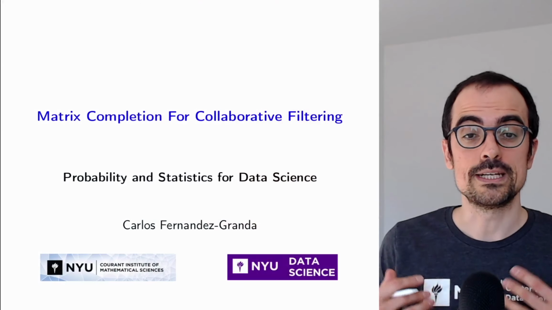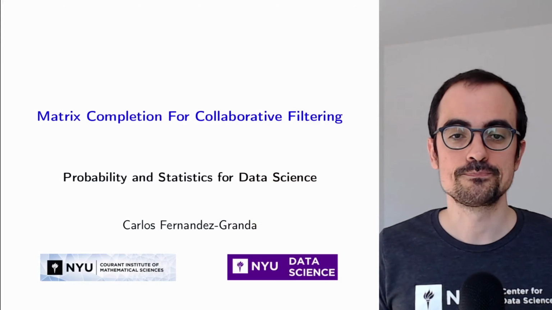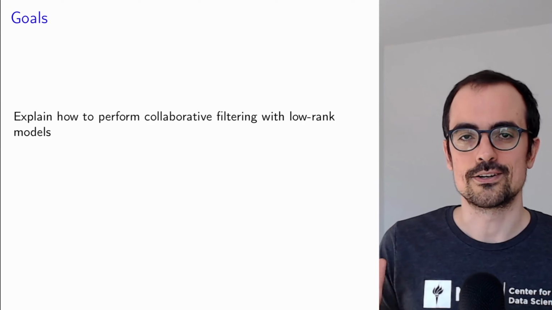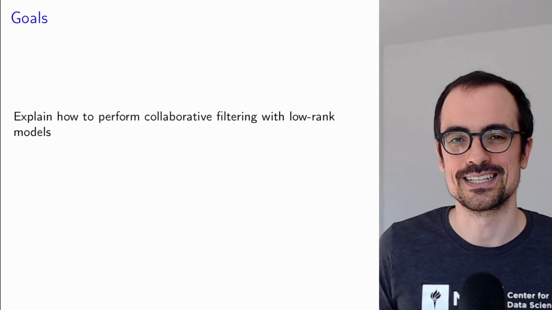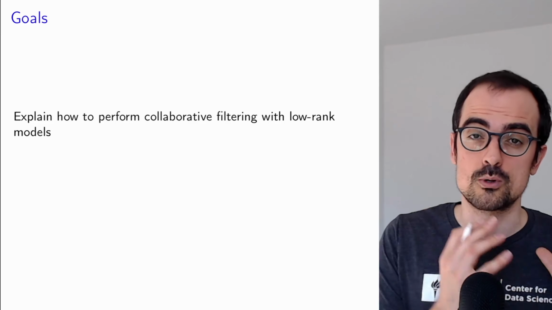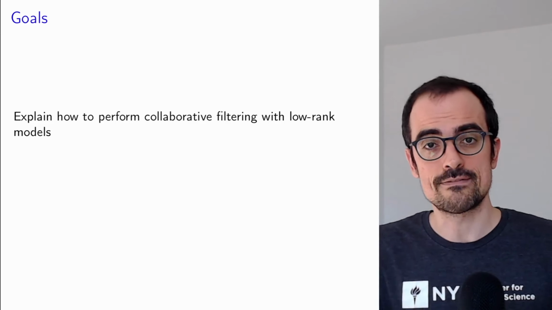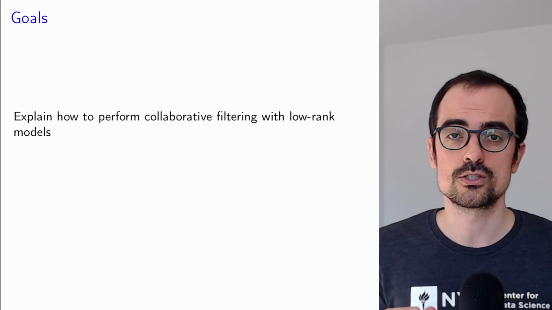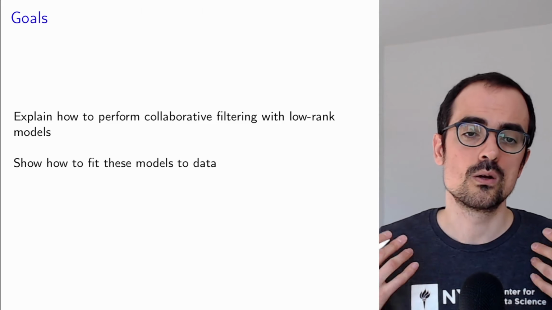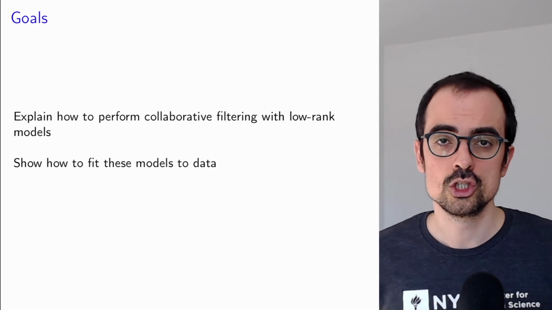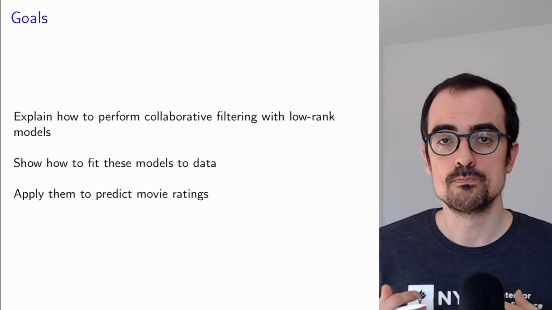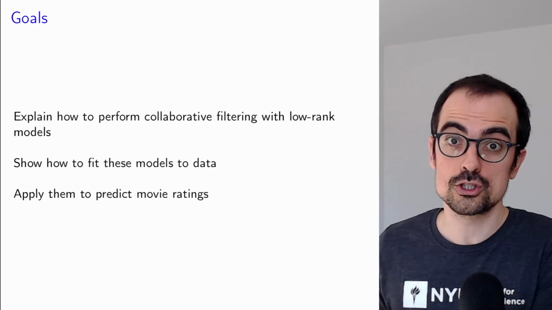So we're going to talk about matrix completion for collaborative filtering. And the idea here is that these are the goals. Sometimes I forget the order of my slides. The goals are, we're going to explain how to perform collaborative filtering using low-rank models. We have a previous video on low-rank models, so you might want to take a look at that if you don't know what these models are. We're going to show how to fit these models to data, and we're going to apply them to predict movie ratings, both in a cartoon example and also on real data.